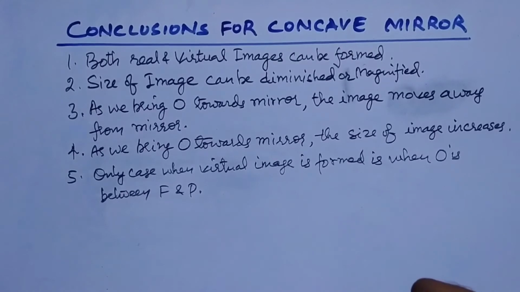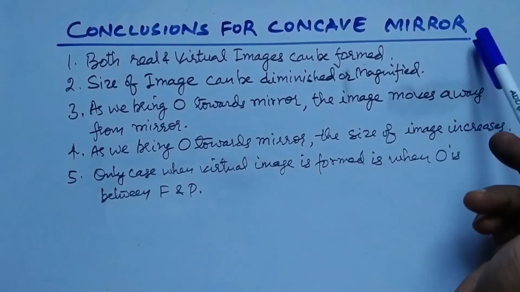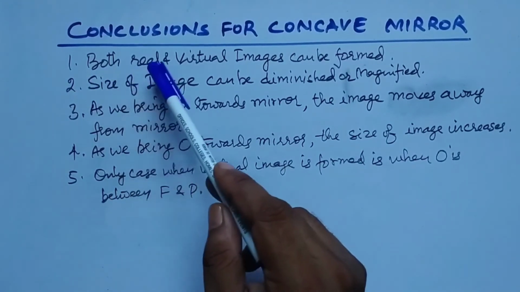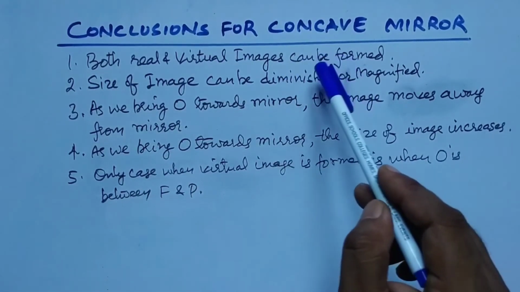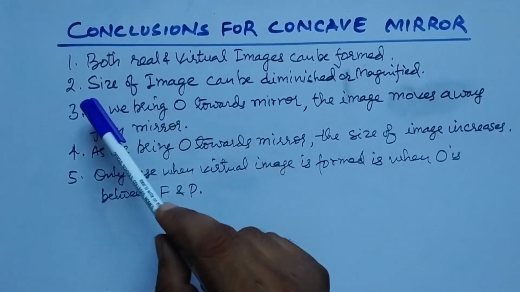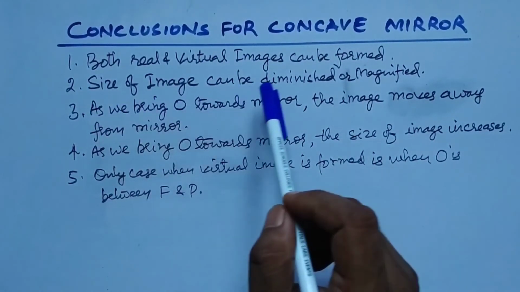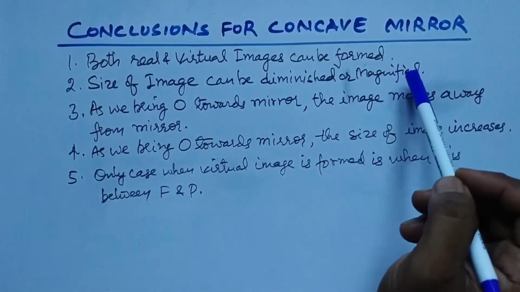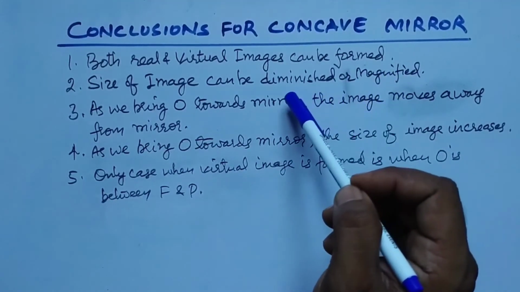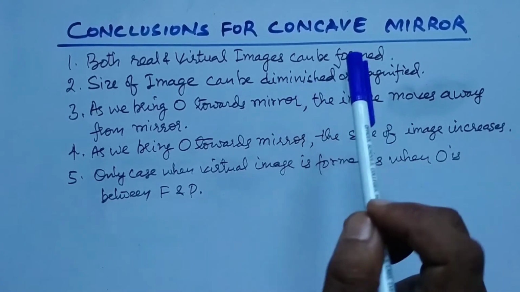Now what conclusion we draw from the ray diagrams of concave mirror? The very first thing is that both real and virtual images can be formed using concave mirror. This fact you should remember. Second is that the size of the image can be diminished or magnified. We have seen that in some of the cases the size is magnified, in some of the cases size is diminished. So second point you have to remember.